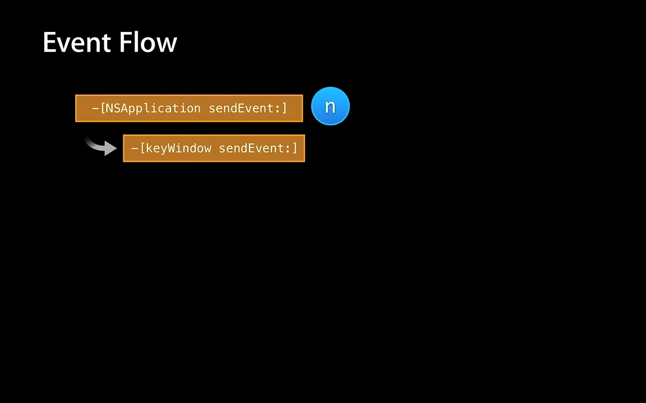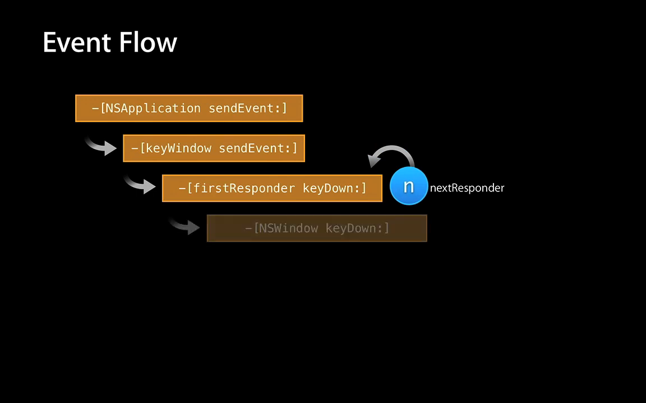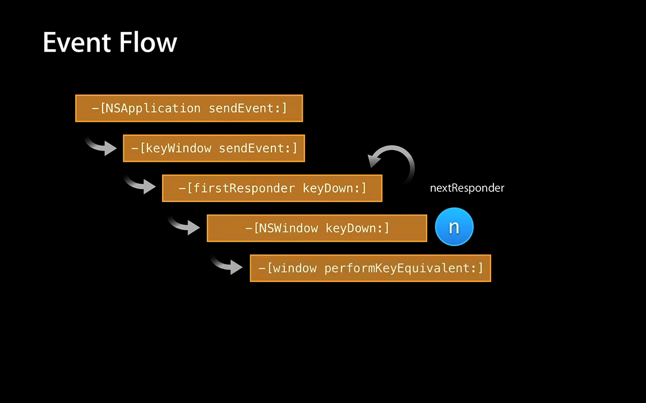And finally, we reach send event on the key window. And the key window is going to call key down on the first responder, for example, a text view. And the default behavior is to call key down up the responder chain until we reach the window itself, and it's window key down. And at this point, the default behavior is to call perform key equivalent. Now, if this is an event without command or control, this is the first time perform key equivalent has been called. If it did have command or control, this is in fact the second time, but most of the time it wouldn't get that far.